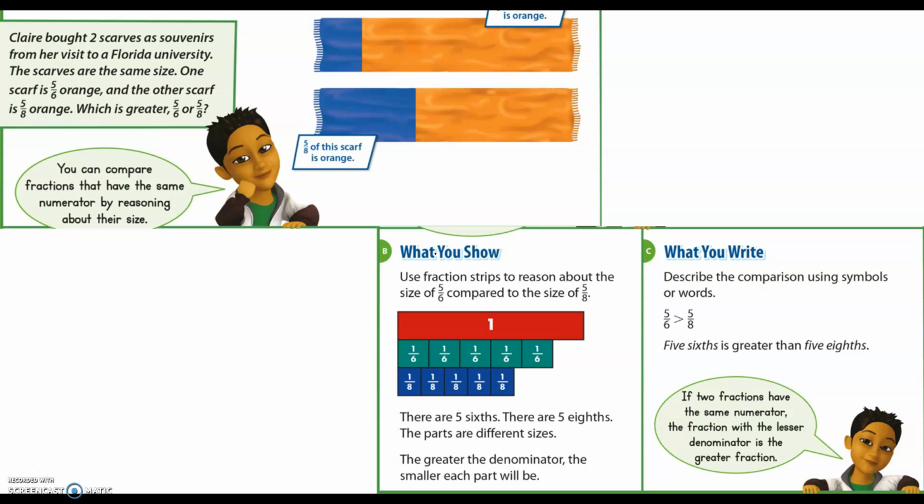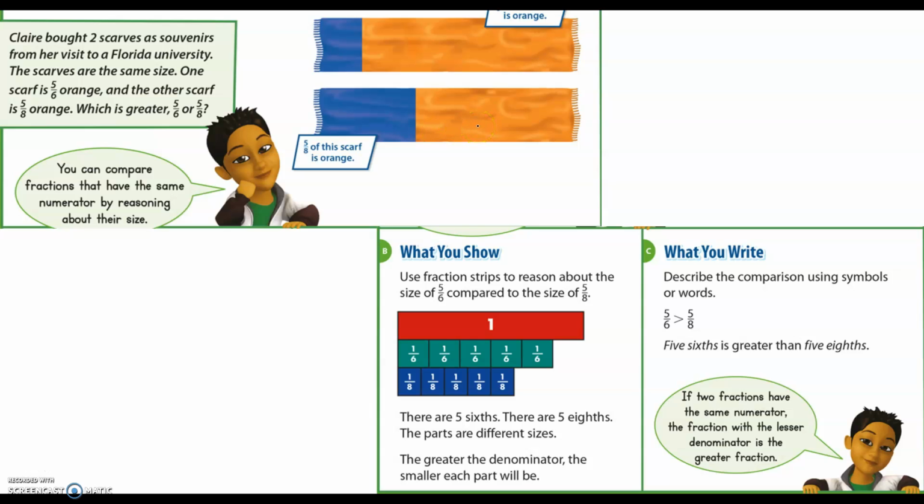Claire bought 2 scarves as souvenirs from her visit to a Florida university. The scarves are the same size. One scarf is 5/6 orange and the other scarf is 5/8 orange. Which is greater, 5/6 or 5/8? So we're looking at 5/6 here and 5/8 here.